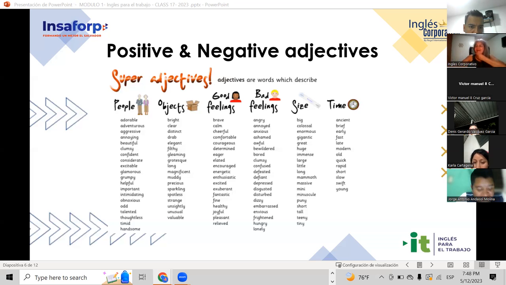Okay. Bright. What do you think that is? Objects. It's positive. Algo que es brillante, right? Clear. Positive. Distant. Negative. Why is this negative? Distinct. It's like clearly. Algo que se nota, okay? Distinto. Es bien claro. Distinct. It is positive.